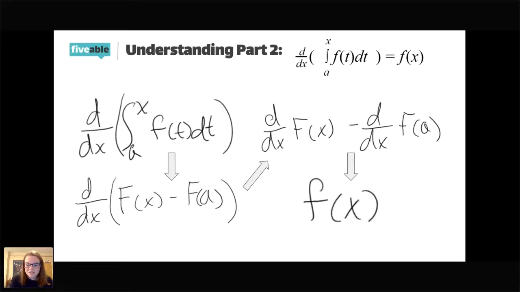This part kind of sneaks up on you in problems. So they'll give you some information. They'll give you a function in terms of another integral. And if you don't know this rule, it's really hard to solve the problem, or nearly impossible. So this is really helpful. Do we have any questions on this second part?